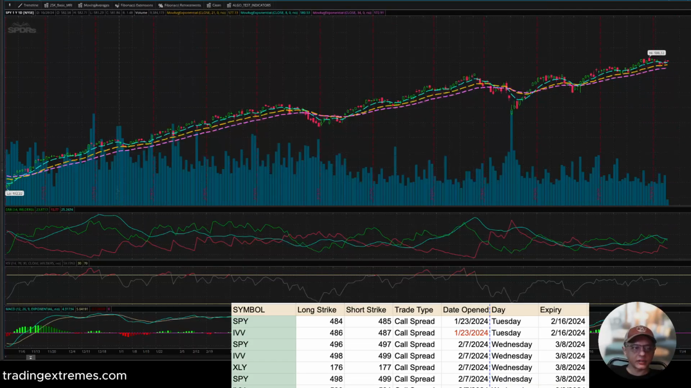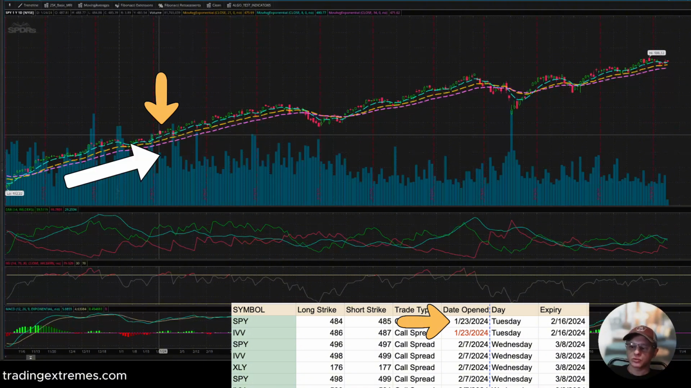So let's start with the first trade. First trade was taken on 1/23. Now, for a human looking at this chart, it should be very obvious to you that the markets have been trending since the beginning of the year. So why did the algorithm not take any trades for 23 days?